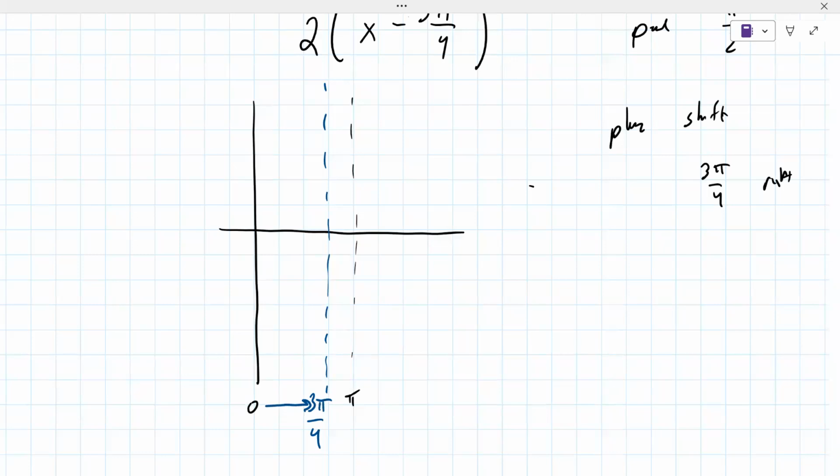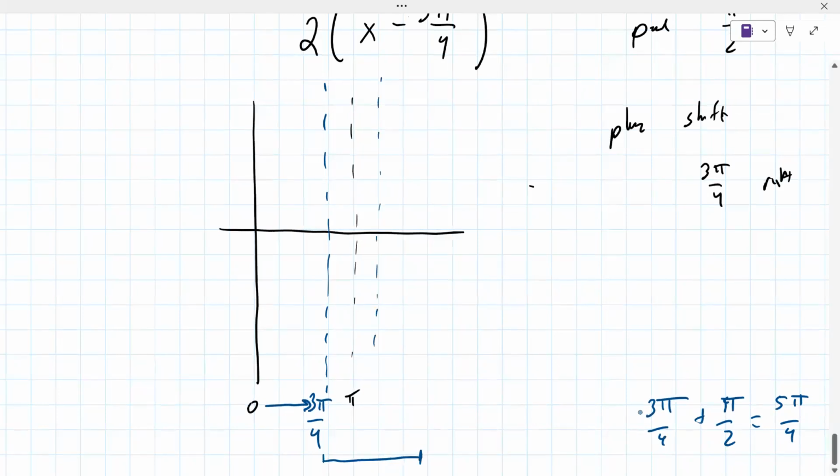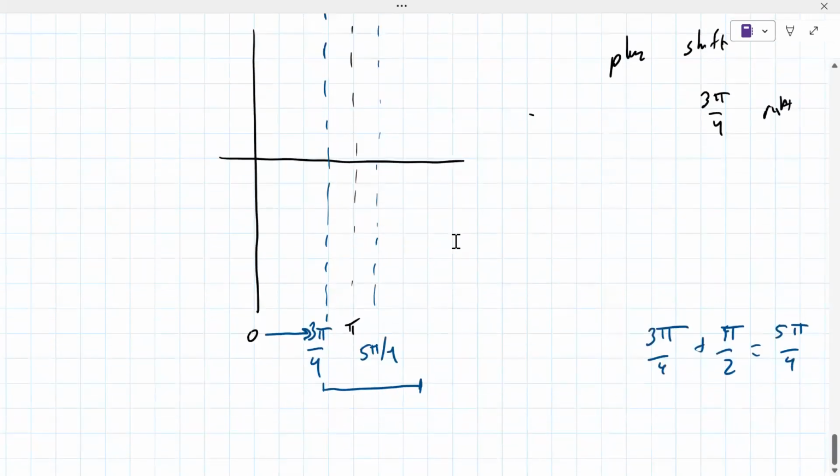Okay. You always do the phase shift first. Then you add in the period. So you're going to add in pi over 2. So you have to do 3 pi over 4 plus pi over 2, which is 2 pi over 4, which is 5 pi over 4. So your next window here is 5 pi over 4. And that width has to be the period. So it is always the phase shift and then the period. Okay, so that takes care of that.